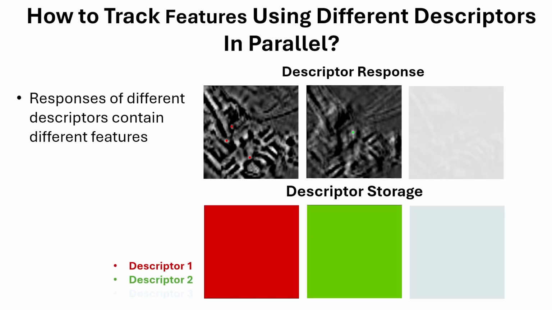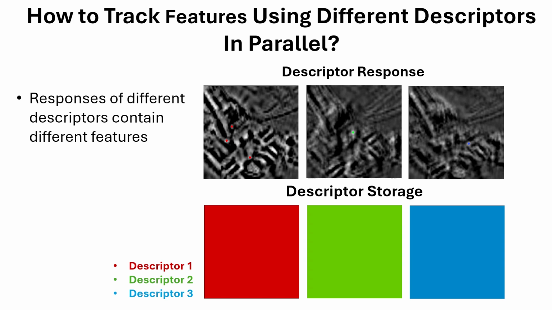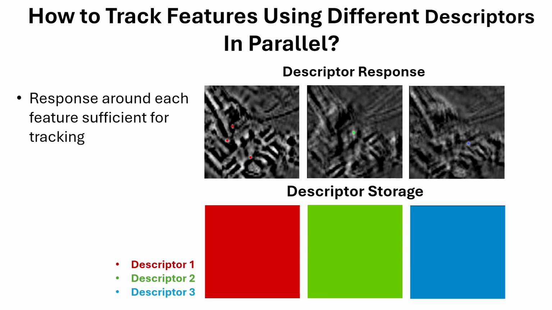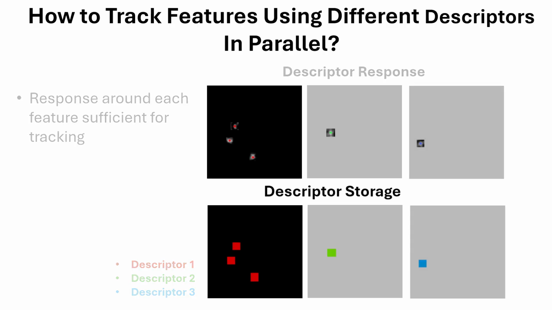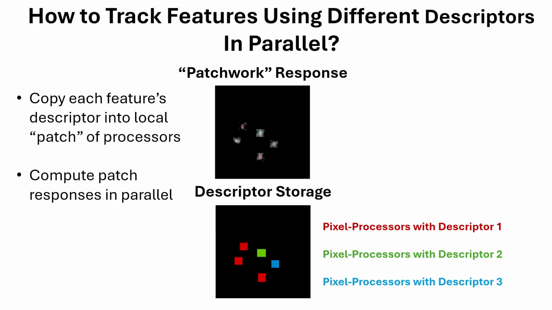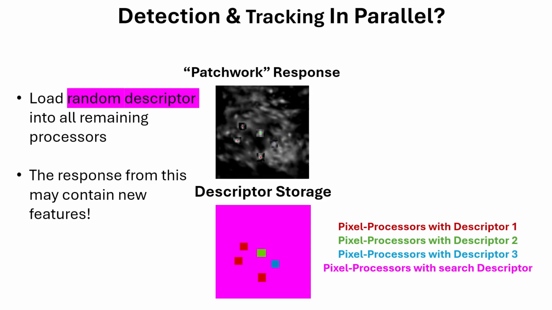So if we have a number of different descriptors, each containing a different set of point features, to perform tracking of these features, it is not necessary to store the descriptors across the entire pixel processor array. We only need to compute a response of their descriptors around their locations for tracking, and therefore we only need to store the descriptors around the pixel processors of those features. All of these different patches of descriptor response for the various features can be fit onto the pixel processor array simultaneously. This allows us to compute the responses needed to track all of these features in parallel. And then into all the other pixel processors which are not being used to track any particular feature, a random search descriptor can be loaded, the response of which may contain new features.